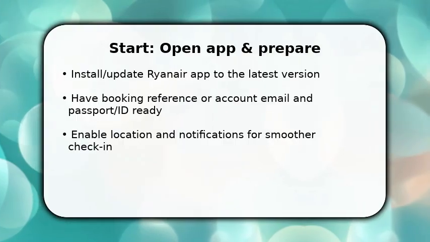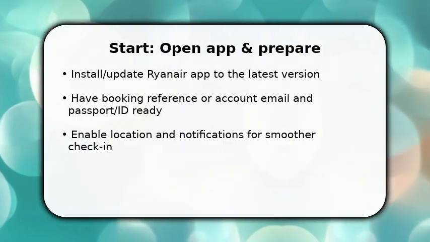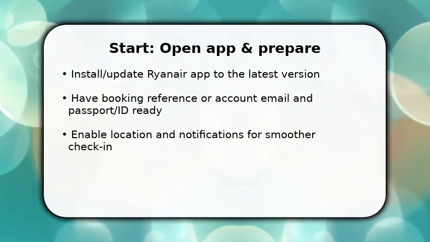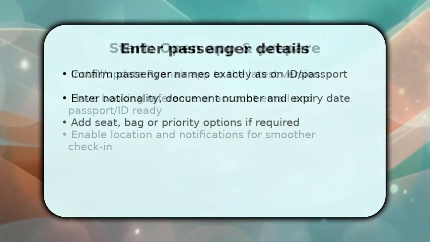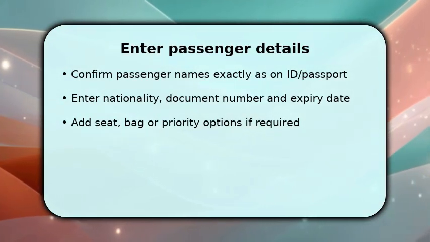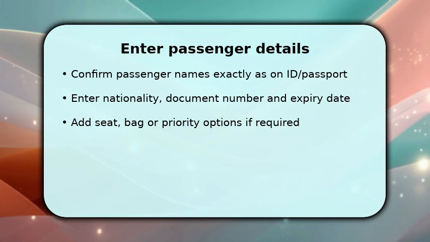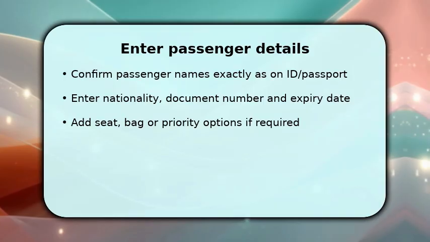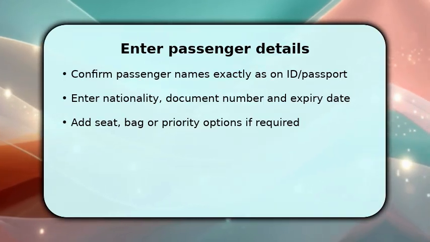If you don't have an account, use the booking reference and email to access the reservation, then proceed to the check-in button displayed on the flight tile. Next, you confirm each passenger's name and select the passenger to check in. Carefully enter document numbers, nationality, and expiry dates. Errors here cause denied boarding.